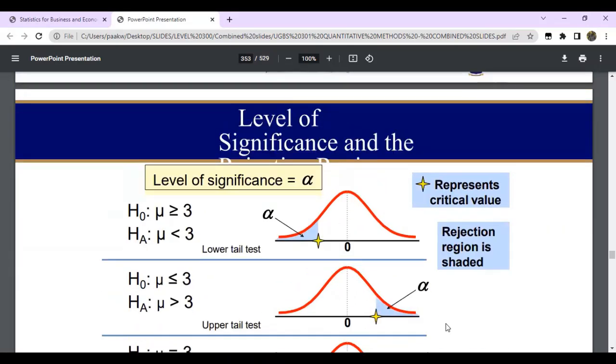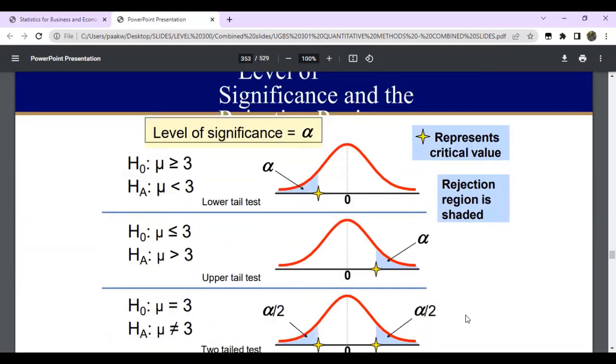So let's look at the level of significance. We also have three types of tests: the lower tail test, the upper tail test, and what? The two tail test. Now, I'm going to share the screen.